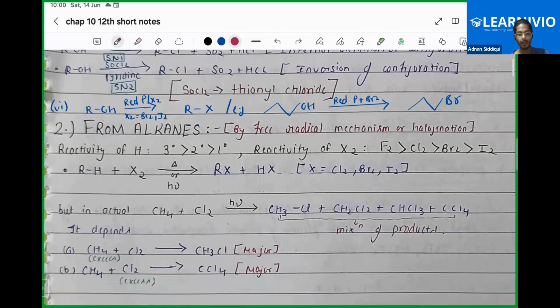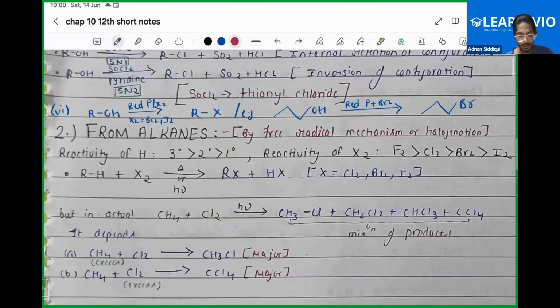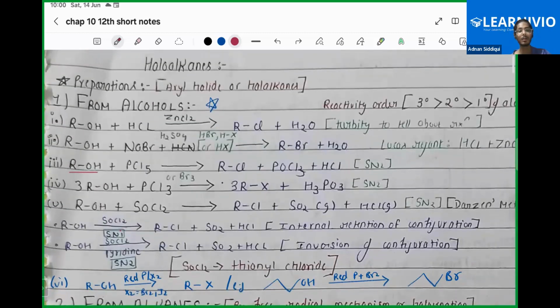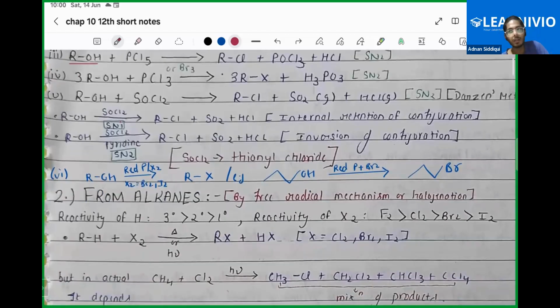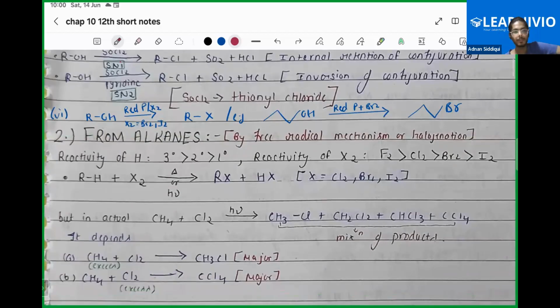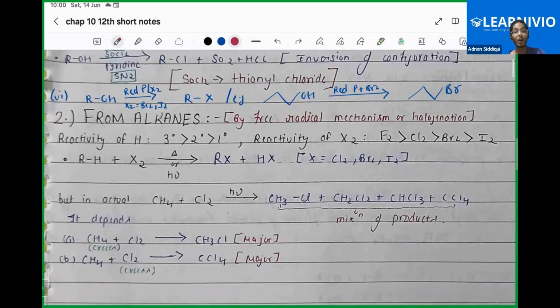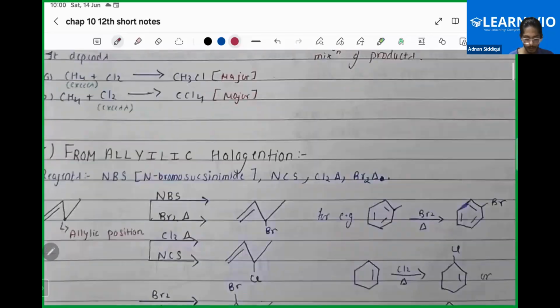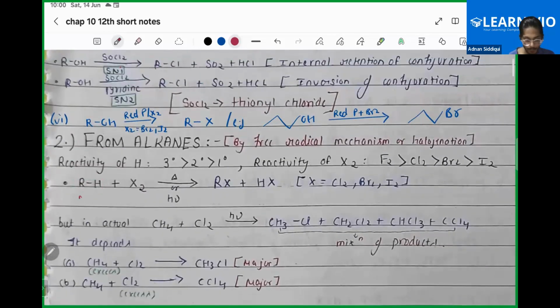Now, the second method. These are the methods where you are using alcohol as your starting reagent. Now you can prepare your haloalkane with a different reagent as well. Suppose you are using alkanes. Now, your starting reagent is going to be a simple alkane, right? What do I mean by this? For example, you are starting with methane. Methane is an alkane. Ethane is an alkane, right?